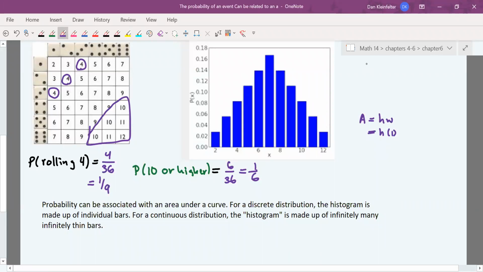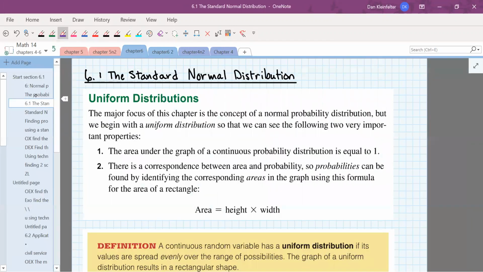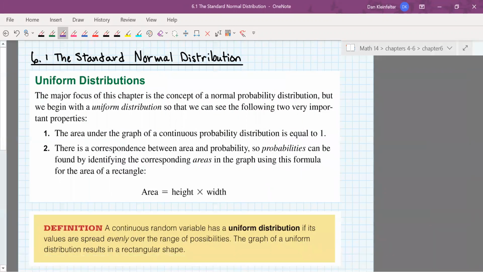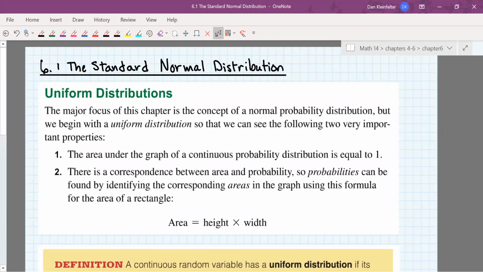All right, so then once again, the probability can be associated with the area under a curve. For a discrete distribution, the histogram is made up of individual bars. For a continuous distribution, what we can think of as the histogram is made up of infinitely many, infinitely thin bars. So we'll be working next, we're actually starting 6.1 now. We'll be looking first at a uniform distribution and then the normal distribution.